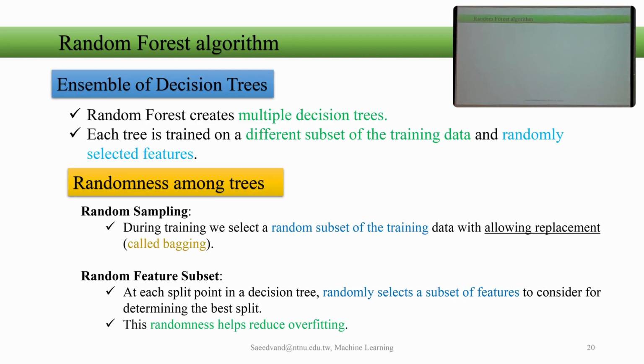But of course there are some points that we need to be aware of and consider, especially about the ensemble of decision trees. First point is that random forest creates multiple decision trees, and each of the trees is trained differently, based on a different subset of training data. Also the features that we have are randomly chosen.